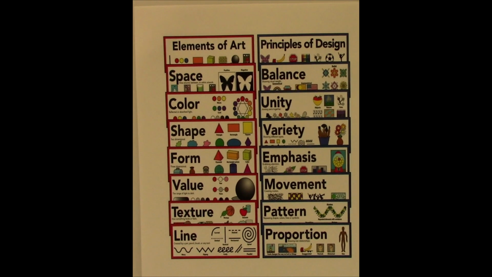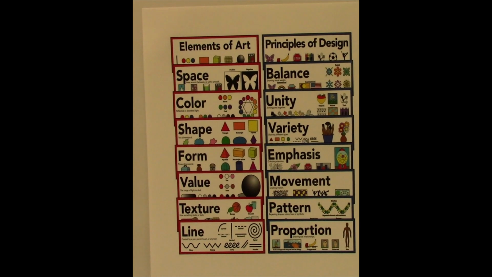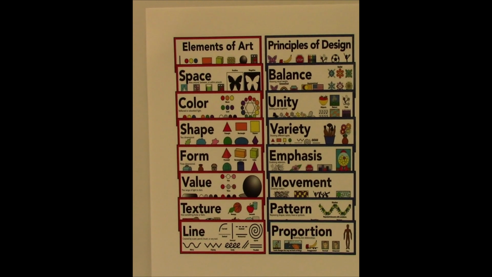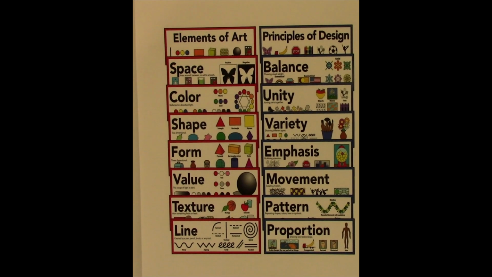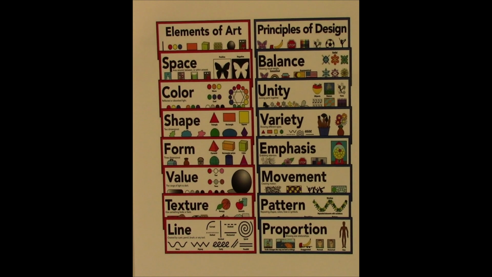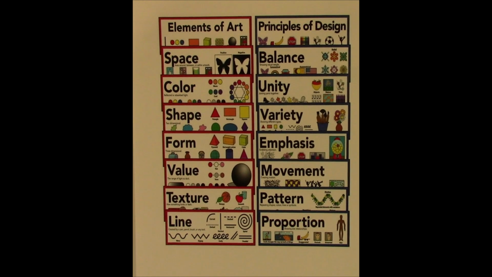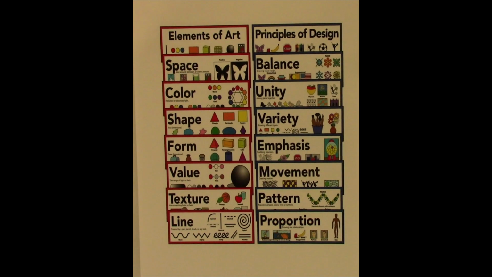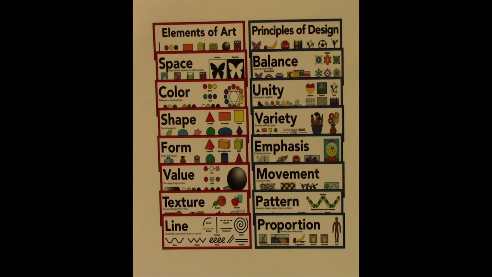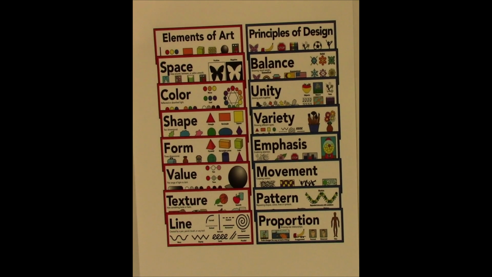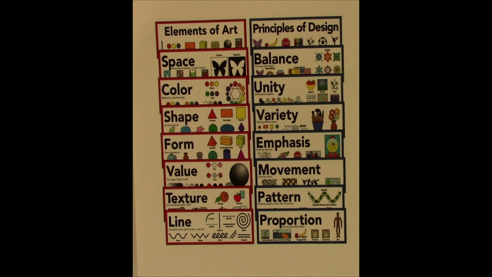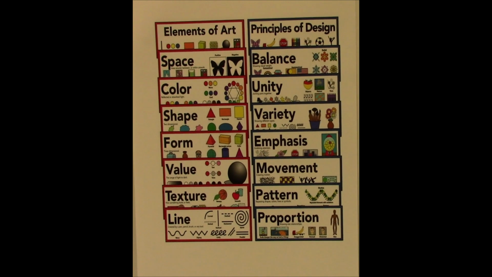Here are the elements of art and the principles of design that were developed by Gropius and the Bauhaus movement many years ago. We are focusing in this lesson on the elements of art. Incorporated within this project is space, color, shape, form, value, texture, and line.